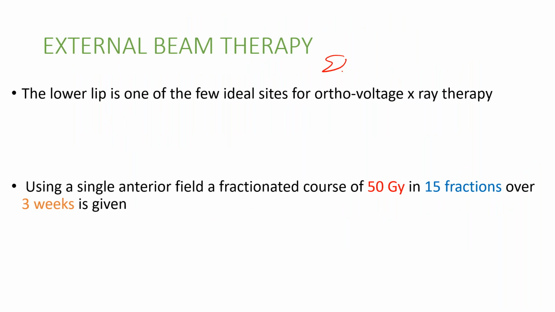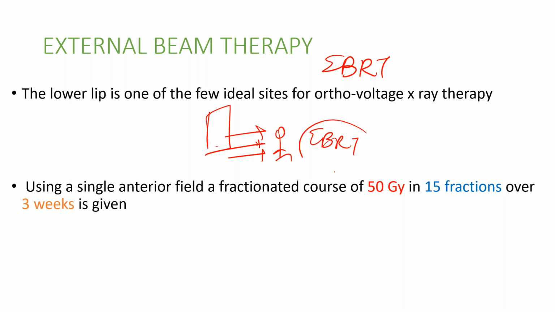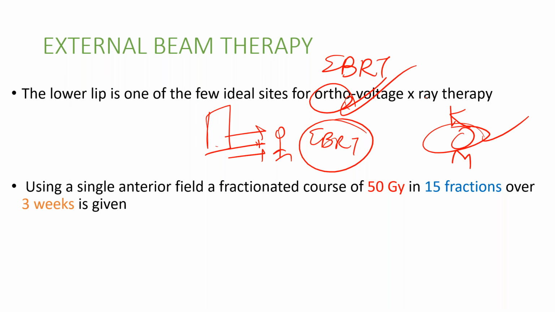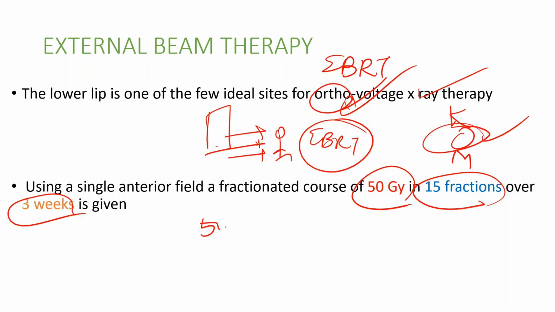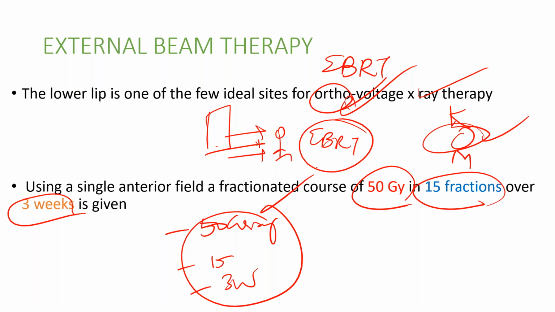What is external beam radiotherapy? I told you, there is something like a CT scan unit, the patient will be sitting there and rays will be coming. That is called external beam radiotherapy. You go for ortho voltage itself. So kilo voltage, ortho voltage, mega voltage. With ortho voltage, you give 50 gray, 15 fractions, 3 weeks. Gray is the unit for radiotherapy. 15 fractions over 3 weeks you will be giving for this particular ortho voltage radiotherapy.